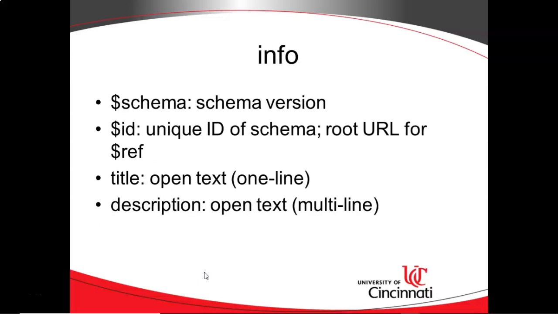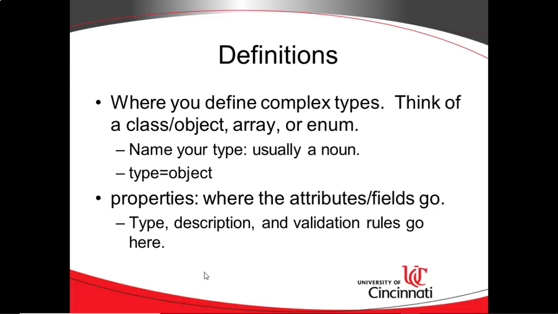So at the top of a JSON schema, we're going to see the $schema with the schema version, $id, or in later versions they drop the $ from the id. That's essentially a unique ID of the schema and also serves as a root URL for the href. Title is open text, whatever you want to say there, and description is also open text. These are optional, but definitely a good idea to include.